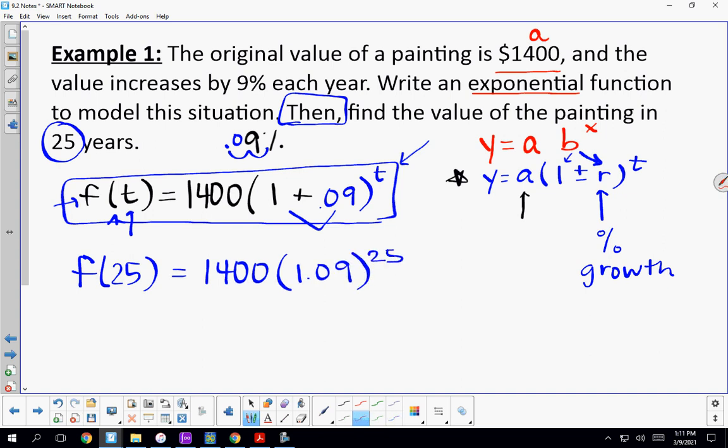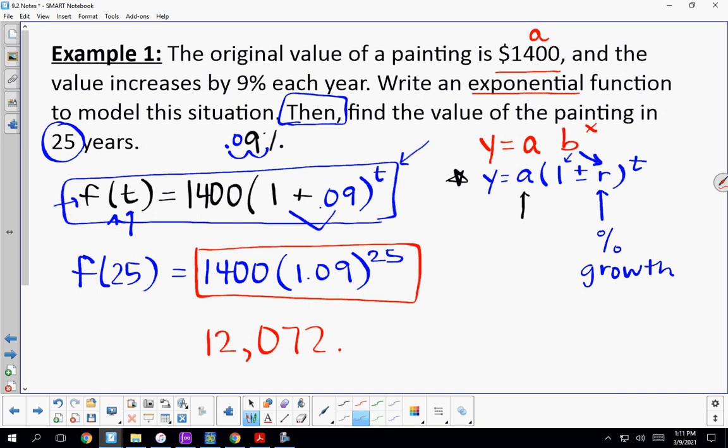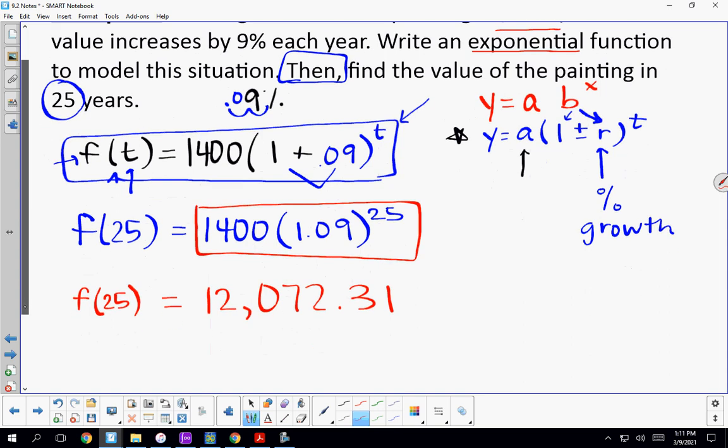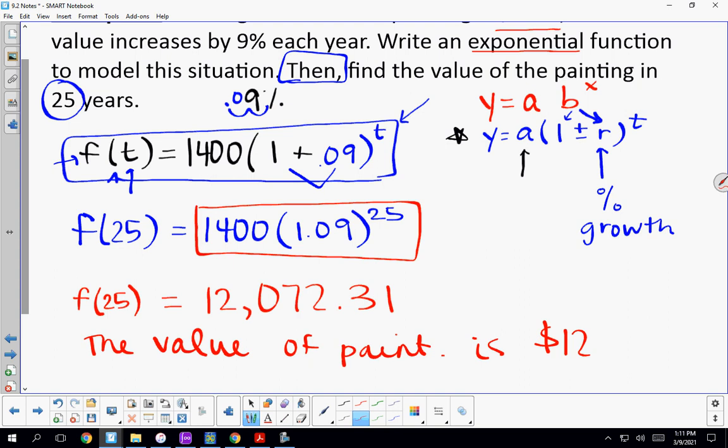And remember, with function notation, all we do is plug this side into our calculator, and we're going to get $12,072. And I'm going to round this to the hundredths because this is referring to money. And so I'm going to label this as f of 25. So to answer this question, we would say the value of the painting is $12,072.31 after 25 years.